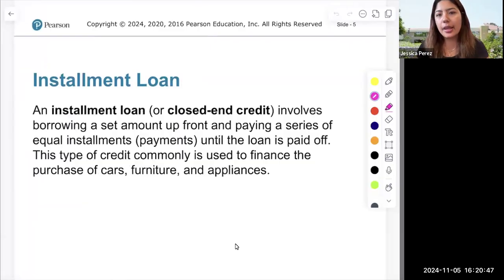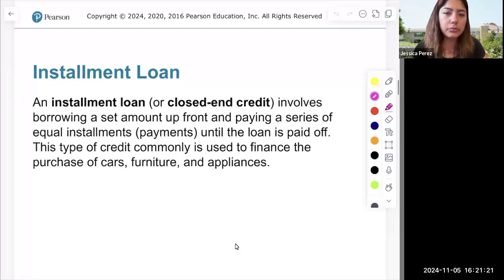It involves borrowing a set amount up front and paying a series of equal installments until the loan is paid off. One example used in finance would be the purchase of cars, furniture, and appliances, or where you, for example, create an installment plan for your iPhone. So let's say you got a new phone, you know you're going to be paying $1,500 or $1,800, whatever it might be. And you know your monthly payments will be in equal amounts for 24 months. And that is an example of an installment loan.